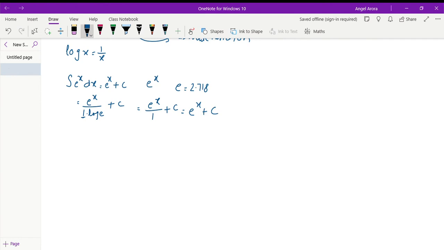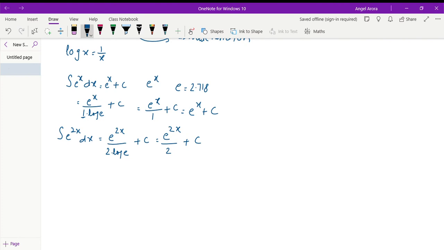The derivative of e^x is also e^x, and the integral of e^x is also e^x + c. So what is the integral of e^(2x) dx? It will be e^(2x) upon 2. 2 is the derivative of 2x, which is the exponent of e, into log e plus c. So it will be e^(2x) upon 2 plus c.